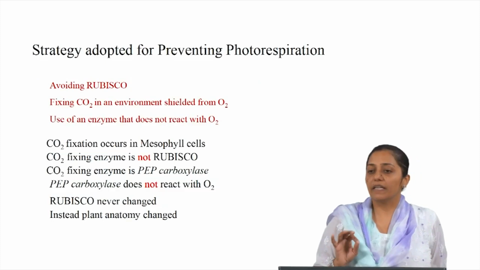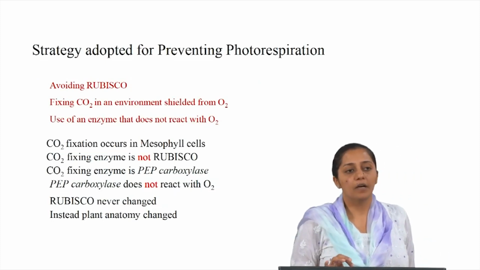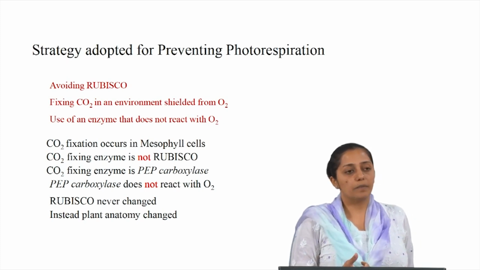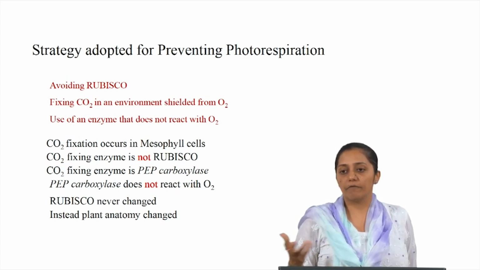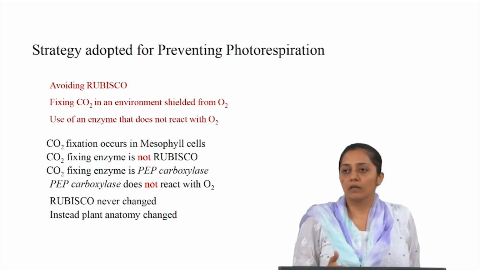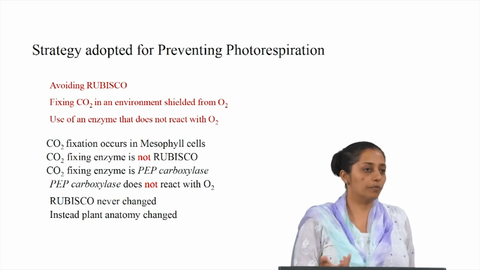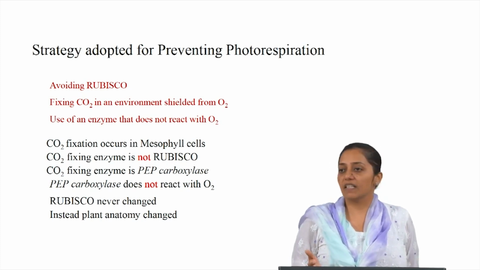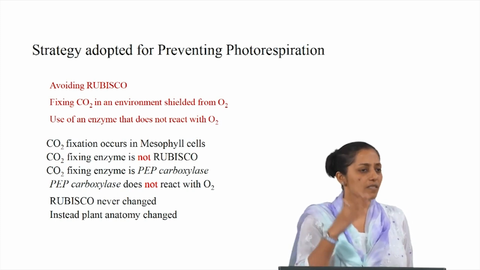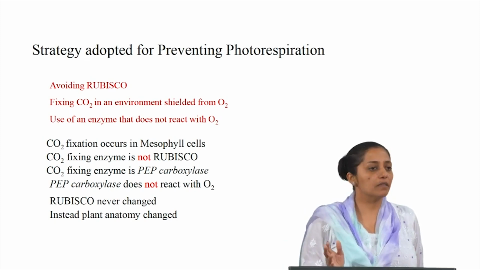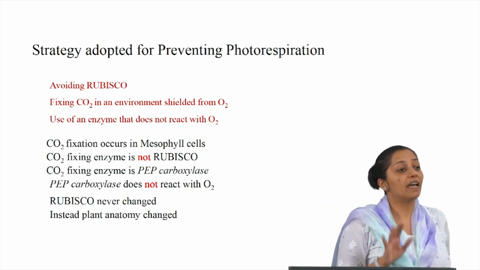So what strategy in nature could be applied to prevent this process, photorespiration? Either the plant should avoid rubisco, and there should be another enzyme to carry out CO2 fixing, or CO2 should be fixed in an environment shielded from O2. This could be another choice. The third choice could be the use of an enzyme that does not react with O2, which is the same as not using rubisco. So this is what happened.